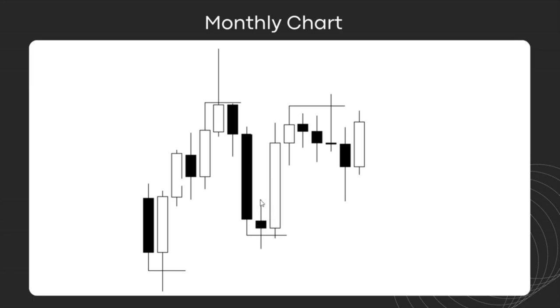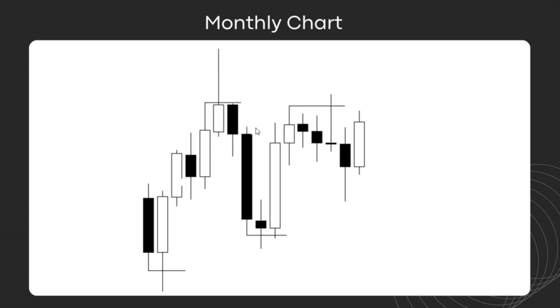So based on these factors right here, you're going to start looking for bullish trades as soon as the next month's candle opens, and your directional bias would be bullish, right? And your drawn liquidity would be this high right here, right?